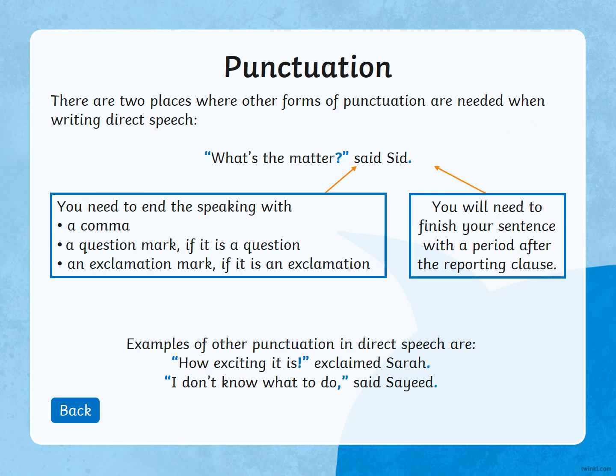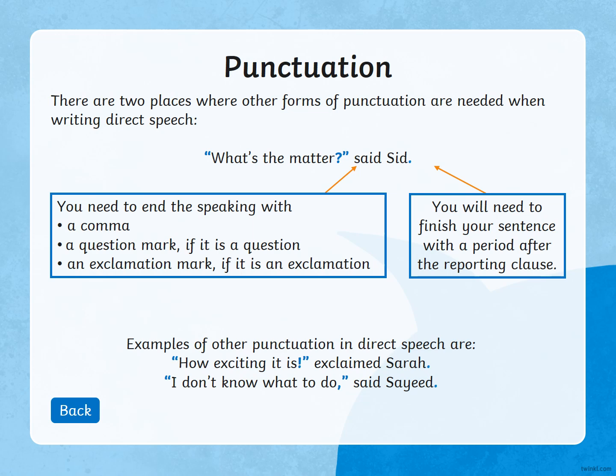So the punctuation, there are two places where other forms of punctuation are needed when writing direct speech. In our sentence, "What's the matter?" said Sid. In the first box, it says you need to end the speaking with either a comma, a question mark if it's a question, or an exclamation mark if it's an exclamation. The second box to the side of it says you will need to finish your sentence with a full stop after the reporting clause. Now remember that a reporting clause is just the few words which says who is speaking. So in our example, said Sid is the reporting clause. Then we need to finish it with a full stop.